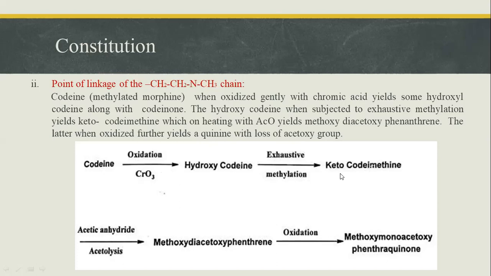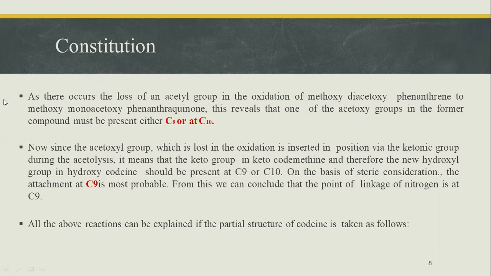So this ketocodimethine on treating with acetic anhydride followed by acetolysis gives methoxy diacetoxyphenanthrene. This on further oxidation gives methoxy monoacetoxyphenanthraquinone. So from these reactions, we can come to the following conclusions. As there occurs the loss of one acetyl group in the oxidation, methoxy diacetoxyphenanthrene to methoxy monoacetoxyphenanthraquinone, this reveals that one of the acetoxy groups in the former compound must be either present on C9 or at C10.